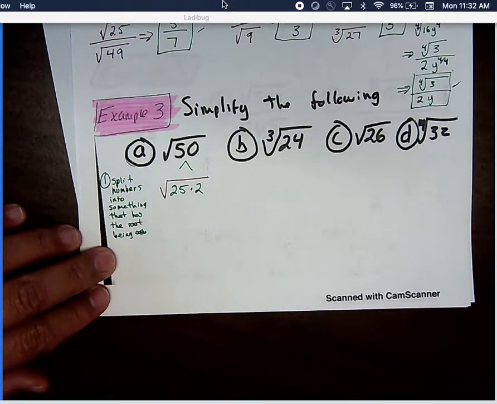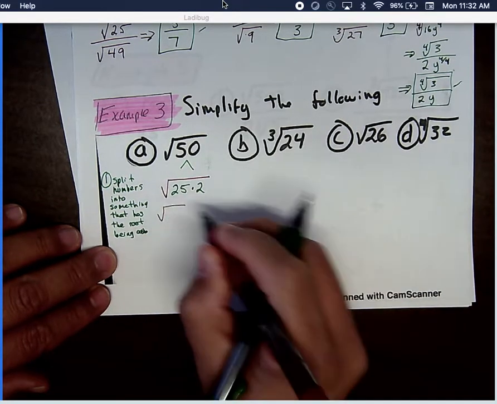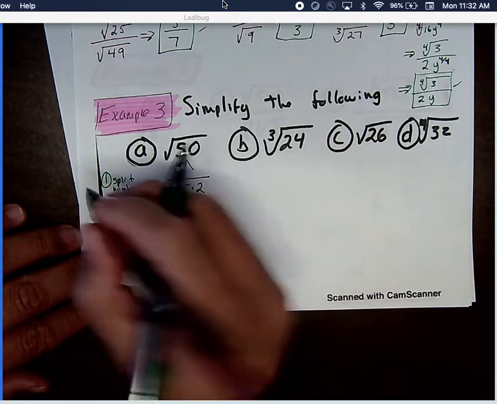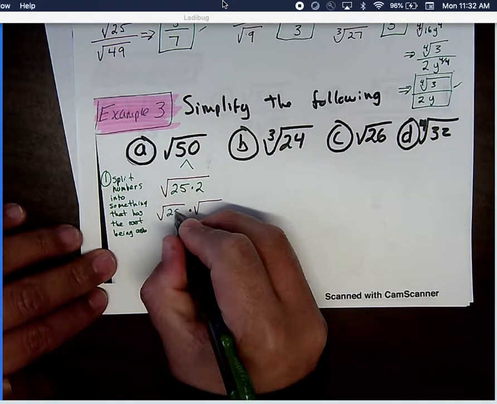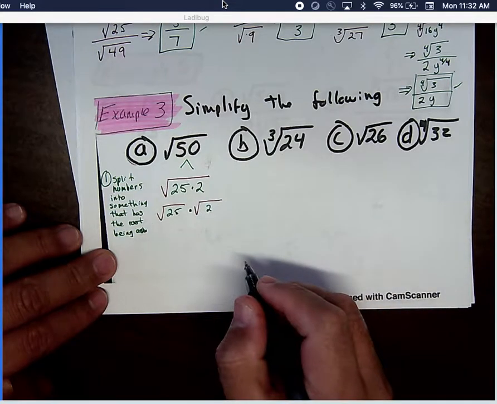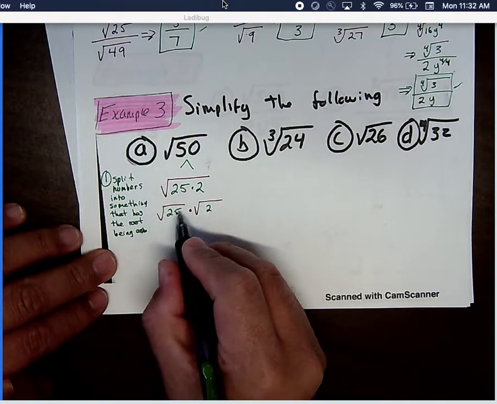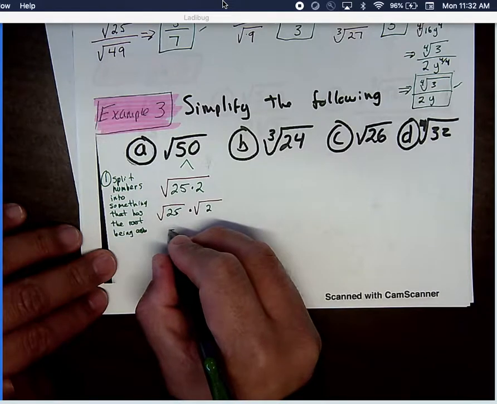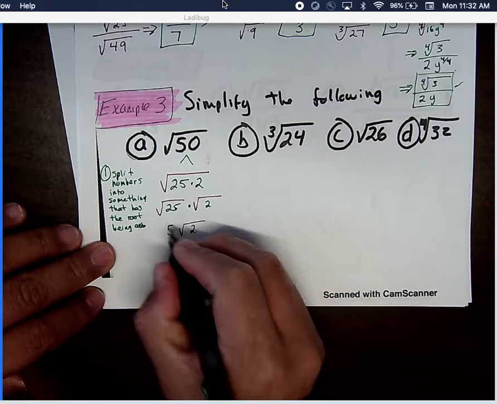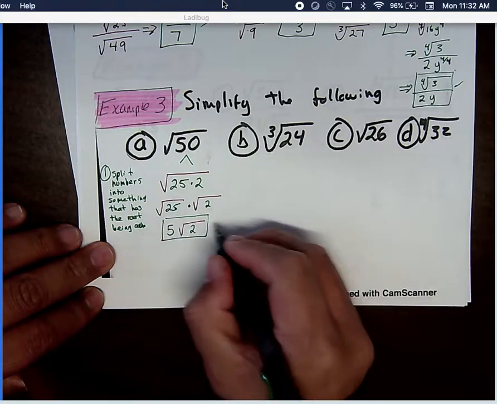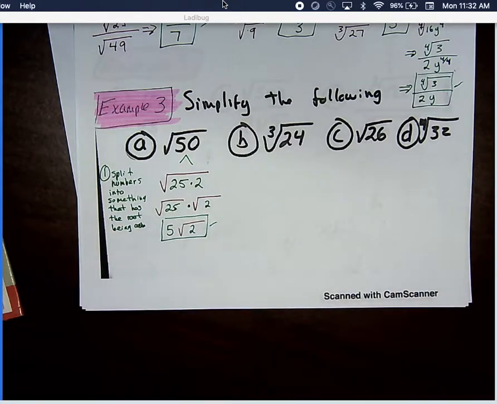So now you can apply those rules that I just showed you. You can go backward and separate them like that. So there's a 25 here and there's a 2. So what's the square root of 25? It would be 5. And then the square root of 2 has none, so that one stays. So that would be the answer for A.